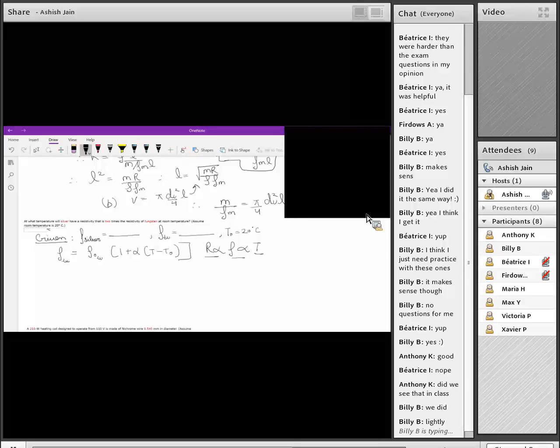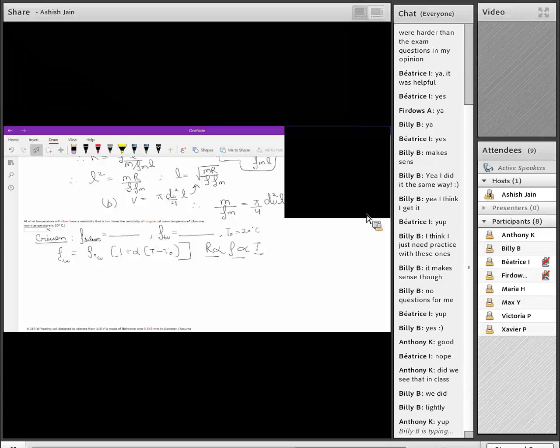So temperature increases, resistivity increases, and then resistance increases. This is how you physically picture it, that resistivity and resistance increase with temperature. This is true for normal ohmic conductors. Superconductivity is different. There's something called the T to the 3/2 law, but I'm not going there. Does that make sense? I'll move on.